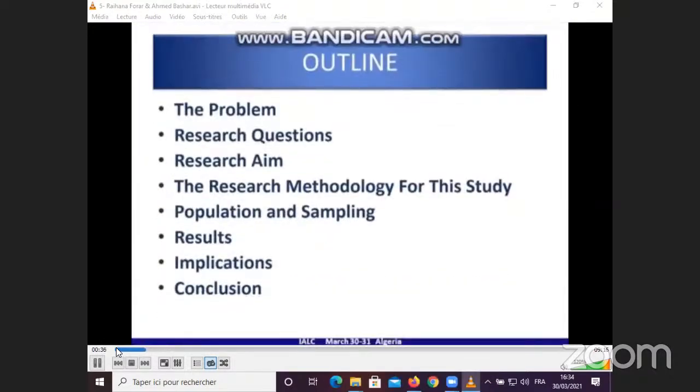The outline for this presentation is as follows. The problem, which is the first step in the conduction of any research. The research questions, the specific research aim, the methodological framework, the included population and sampling. Then, we move on to the main obtained results in addition to the implications for this study. After that, we will end up with the final conclusion.